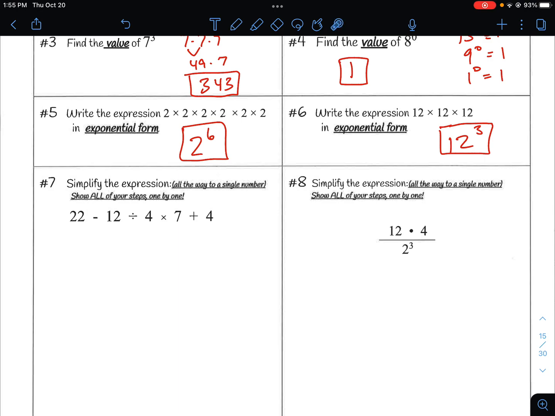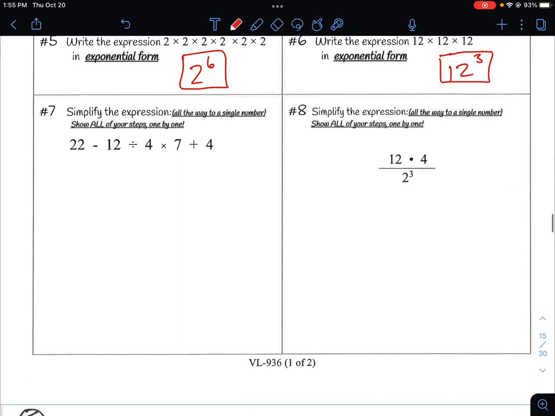Let's look at number 7. We are simplifying the expression all the way down to a single number. This is basically PEMDAS: parentheses, exponents, multiplication and division, which are on the same level, and finally addition and subtraction. What this means is you don't always multiply before you divide. Sometimes you'll divide first, and sometimes you'll subtract before you add.